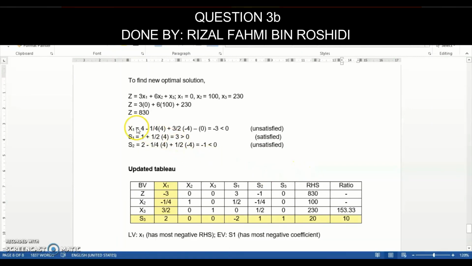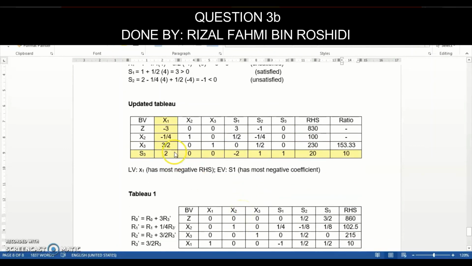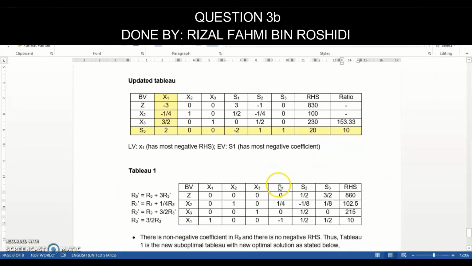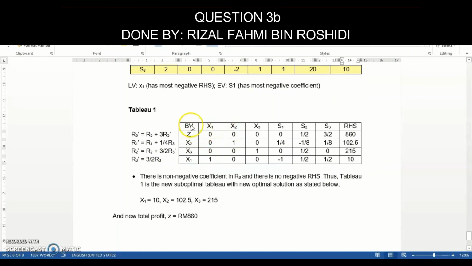So we have the coefficients for the variables and also the new total profit of Z. We have to update our table, and we will transfer and substitute the values of the coefficients and also the right hand side for row 0. As usual, we pick the entering variable, which is the one with negative 3, the most negative coefficient, so S1 is the entering variable, while the leaving variable is S3, as the ratio is 10, which is the smallest ratio.